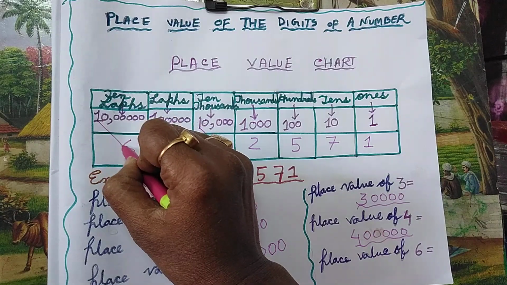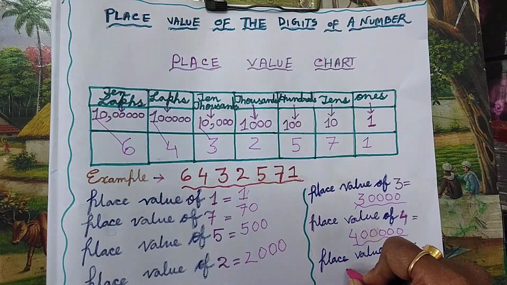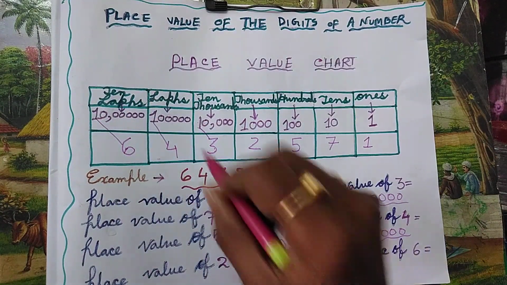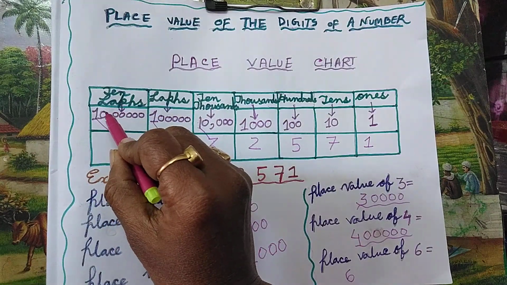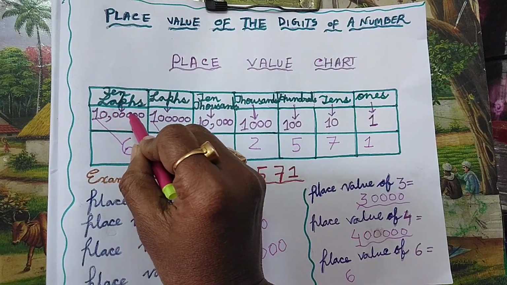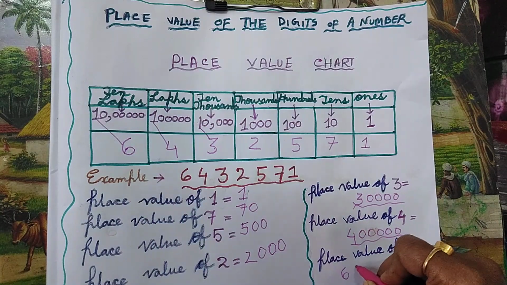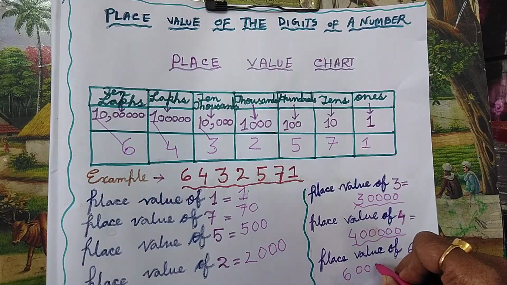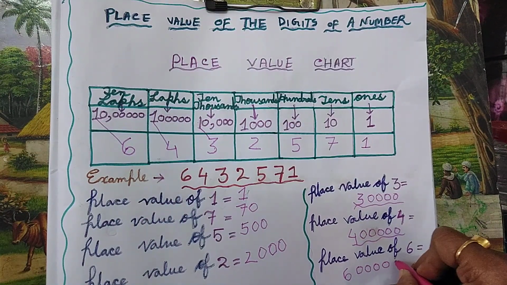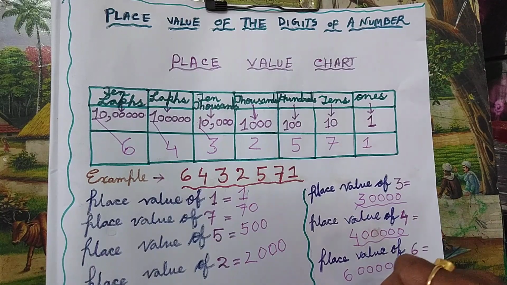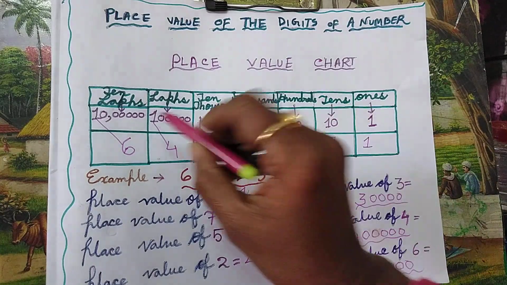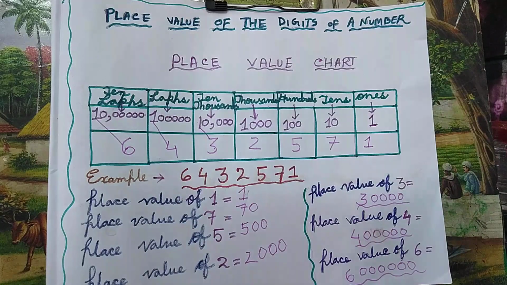Now place value of 6. So 6 ones are 6. After that, how many zeros are left? 1 2 3 4 5 6. Okay, so 6 10 lakhs written in number.